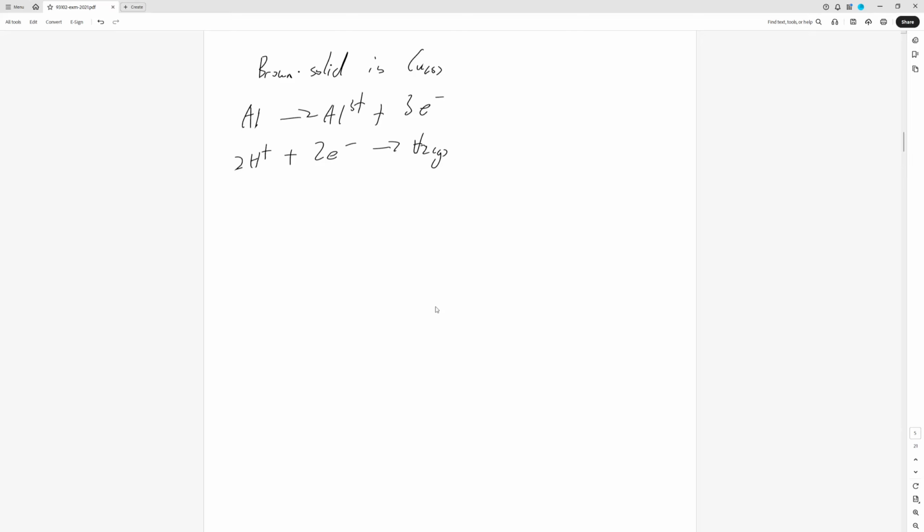Right, and so remember that this one is 0 and this one is plus 1.68. This is going to be E red plus E ox, since I've already reversed the oxidation reduction potential. So therefore the E cell here is going to be plus 1.68 volts. Again, this reaction is spontaneous. And what we can conclude then is that H2 gas is the colorless gas.